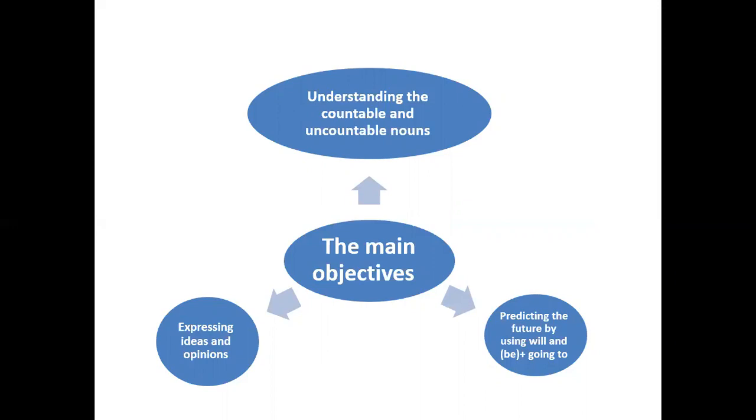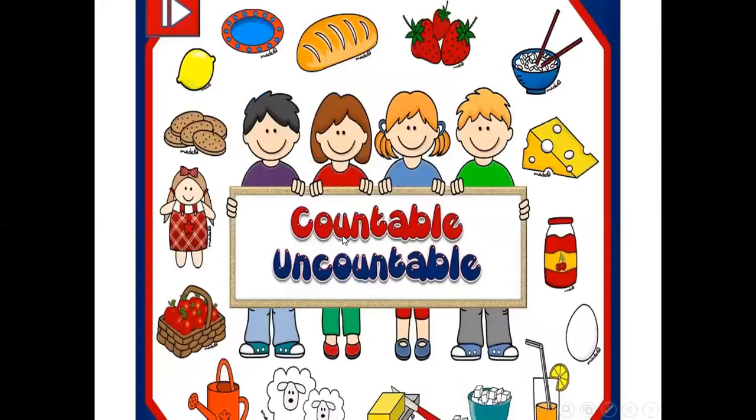So the first objective is understanding the countable and uncountable nouns. You should understand what you mean by countable and uncountable nouns. Number 2, predicting the future by using will and be. Be here means am or is or are plus going to plus infinitive. And number 3, expressing ideas and opinions. Okay, let's start, students, with the first objective, which is countable and uncountable nouns.